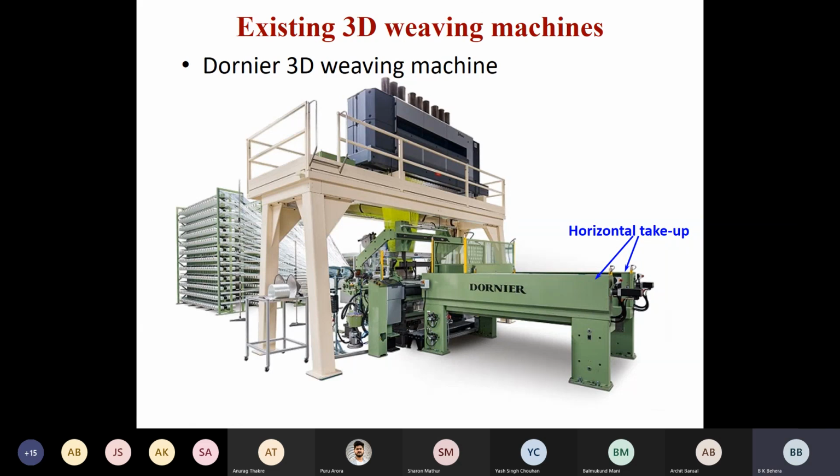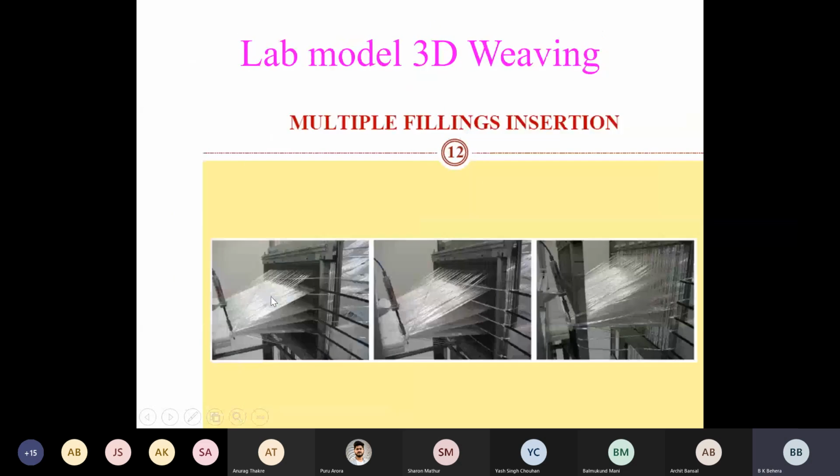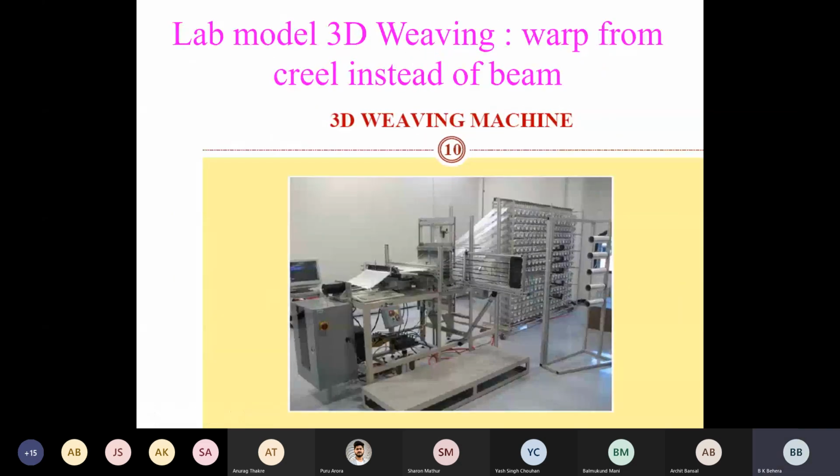I am showing you a commercial machine made by Dornier. Warp yarns are coming from all the warp. When I say all the warp, I mean stopper and binder both. They are coming from a creel. Shed formation here is by jacquard, whereas in the other machine it was not jacquard. This is not a jacquard, and you cannot understand what the shed formation mechanism is. It is a piston driven shed formation.